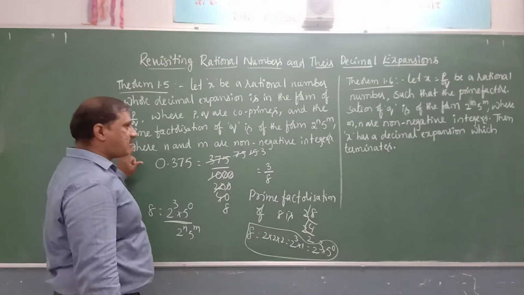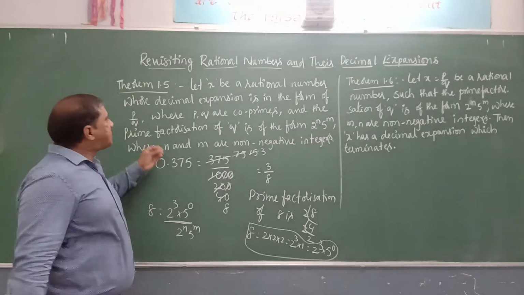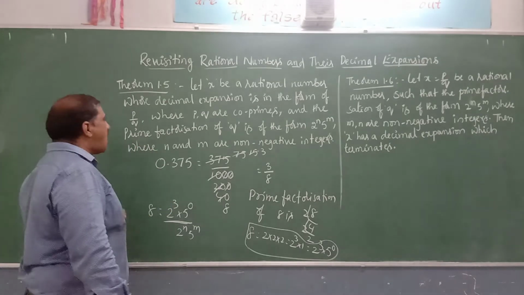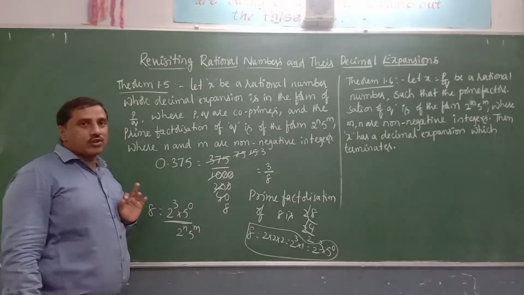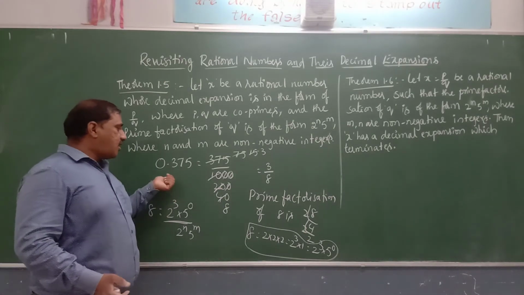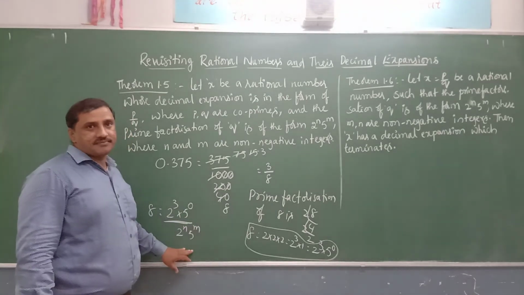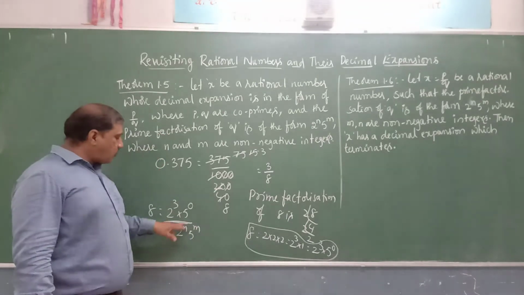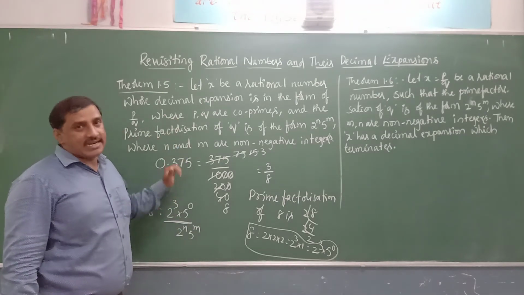So these rational numbers, with a decimal expansion, can be expressed in the form of p by q, where q is not equal to 0 and the prime factorization of q will be in the form of 2 to the power of n into 5 to the power of m. You take any number like this, and the prime factorization of q, the denominator, will be in the form of 2 to the power of n and 5 to the power of m. If the prime factors of q are in the form of 2 to the power of n and 5 to the power of m, those decimal numbers are terminating decimals.